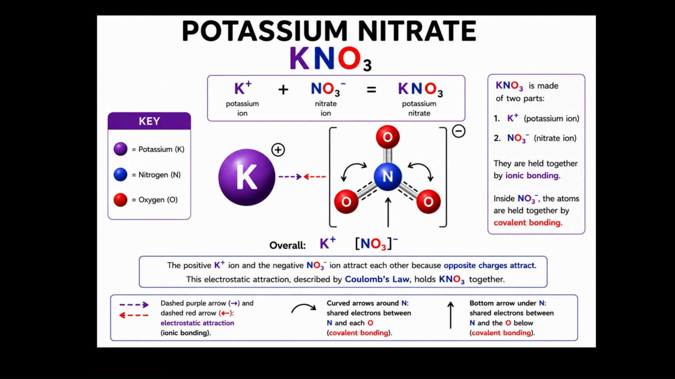So in summary, potassium nitrate contains ionic bonding between the ions, the positive and the negative, and covalent bonding within the polyatomic ion. This is why potassium nitrate is classified as an ionic compound containing a polyatomic ion.